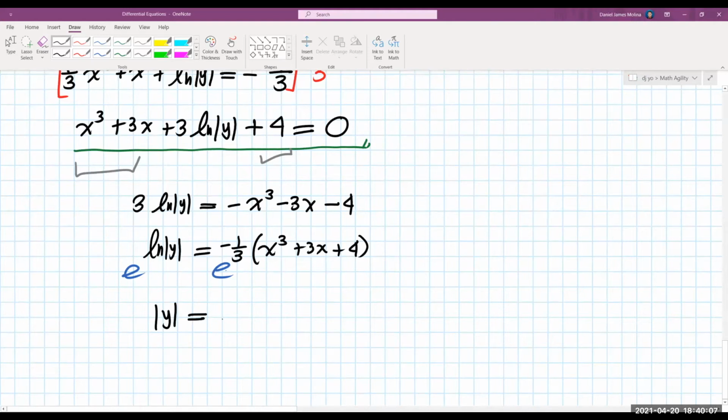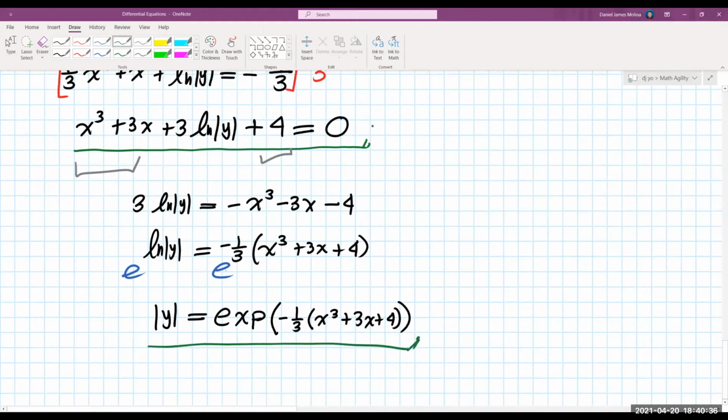But we can rewrite this one in terms of this notation, exp for exponential. I'll just rewrite it properly. Exp of the expression -1/3 times the quantity x cubed plus 3x plus 4. So we can have this answer, but we can also have this one. Both are actually correct. So those are our solutions.